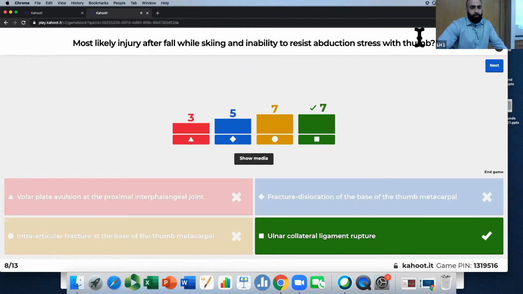So ulnar collateral ligament rupture, referred to previously as gamekeeper's thumb, happens to skiers when they fall on an outstretched hand while still holding a ski pole. It happens with acute forced abduction of the thumb at the MCP joint. They have a weak pinch and won't be able to resist abduction. The volar fracture dislocation at the PIP is a Rolando fracture. The second choice would be a Bennett fracture.